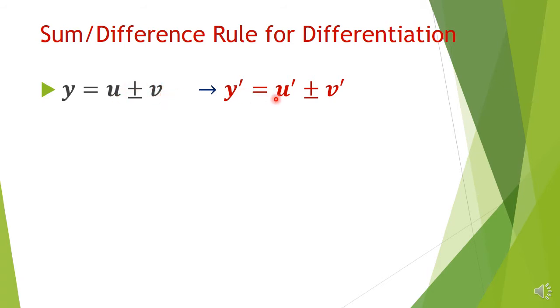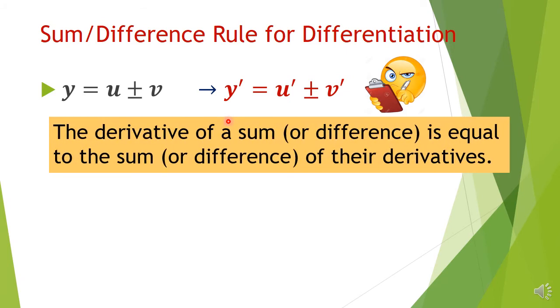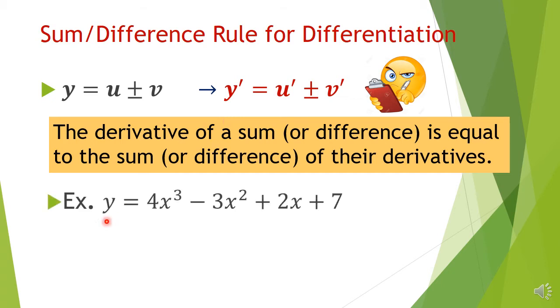So, that will just be u prime plus or minus v prime. Or if it's f of x and this is g of x, that will just be f prime of x, g prime of x. Take note that our y a while ago just became y prime. If you take note of that formula, the derivative of a sum or difference is equal to the sum or difference of their derivatives. For example, if you have this, for the y prime, it's just differentiating this term by term.